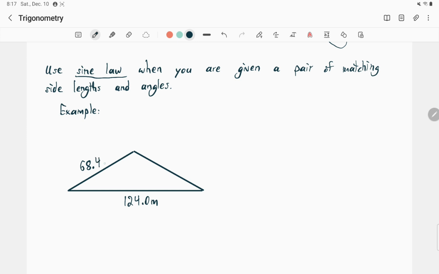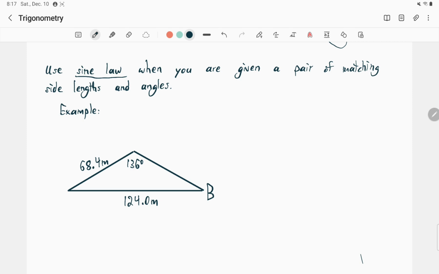68.4 meters is that side length. 136 degrees is this angle. And let's say we need to find, keep it consistent, call this B. Let me draw a nicer B for you all there.